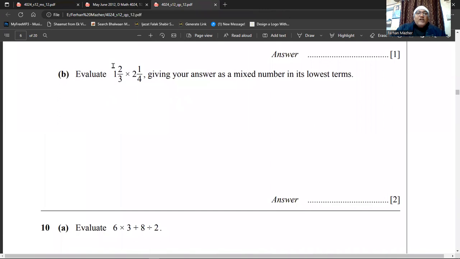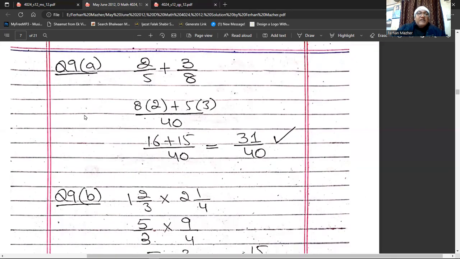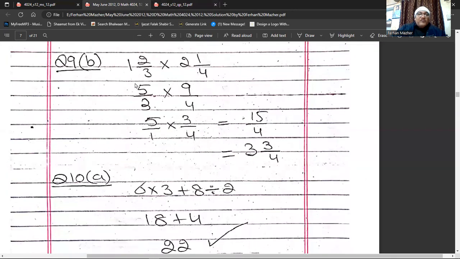He says evaluate 1 whole 2 by 3 multiply 2 whole 1 by 4, giving your answer as a mixed number in its lowest term. So here we have two fractions which are multiplying with each other. So it will be 3 1s are 3, 3 plus 2 will be 5, 5 by 3 multiply, 4 2s are 8, 8 plus 1 is 9, 9 by 4. So these two fractions, they will multiply with each other.